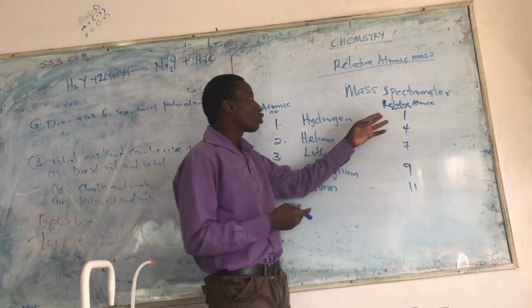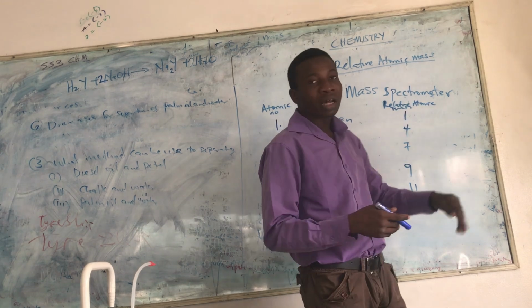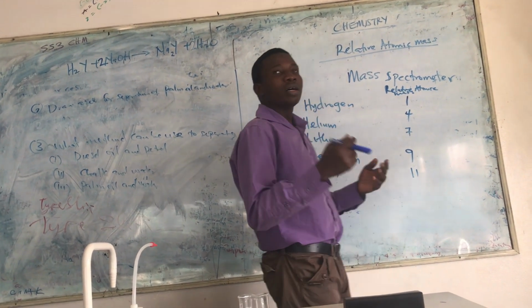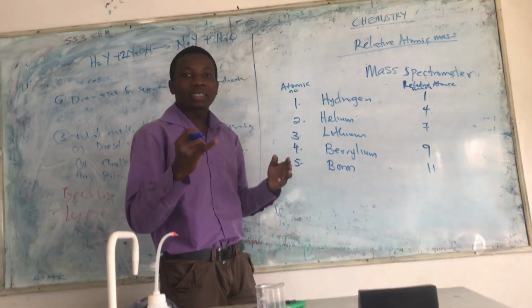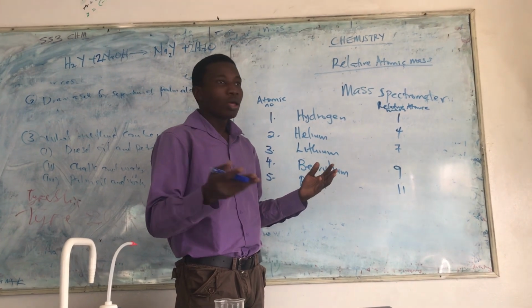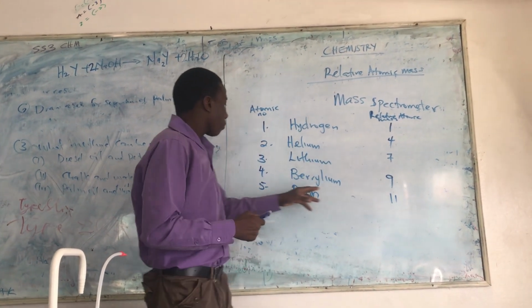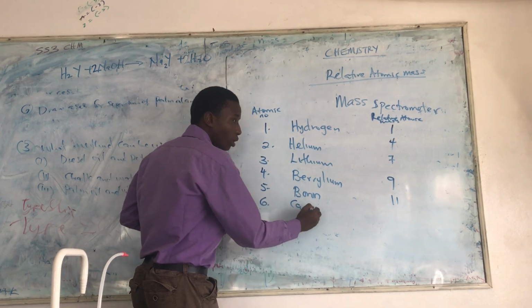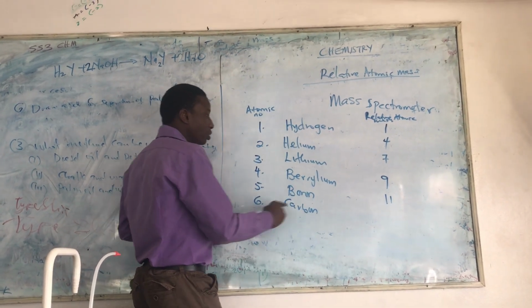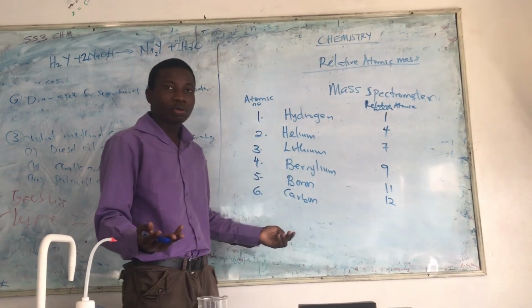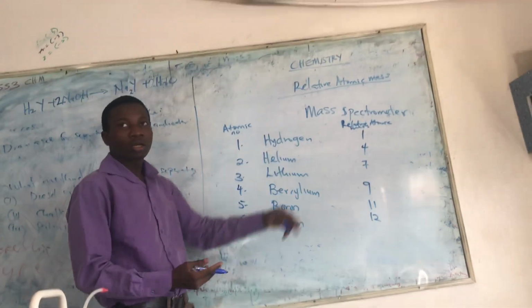Sometimes we actually call this relative atomic mass the molar mass. That means the molar mass, or mass number. Now, for number 6, we have carbon. The relative atomic mass of carbon is 12. You can see for carbon it's just times 2. So it's still part of what we are talking about.